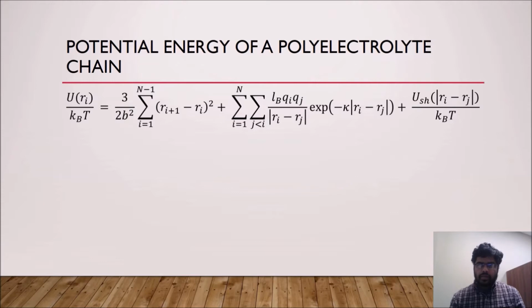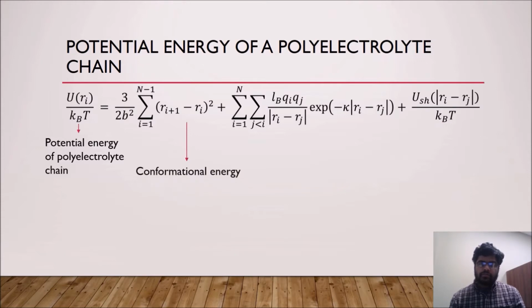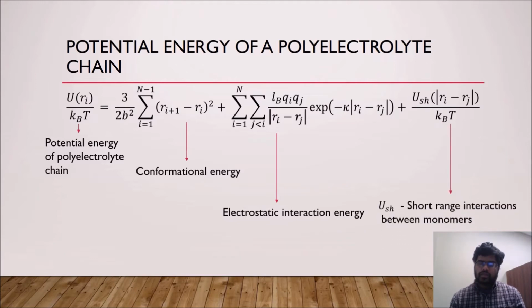This equation describes the potential energy of a polyelectrolyte chain in general. As of now, we understand only the contributions of different terms in the equation, but we do not go into depth of them. The first term on the right-hand side is due to conformational energy. The second term accounts for electrostatic interactions, and the third term is due to short-range interactions between monomers.